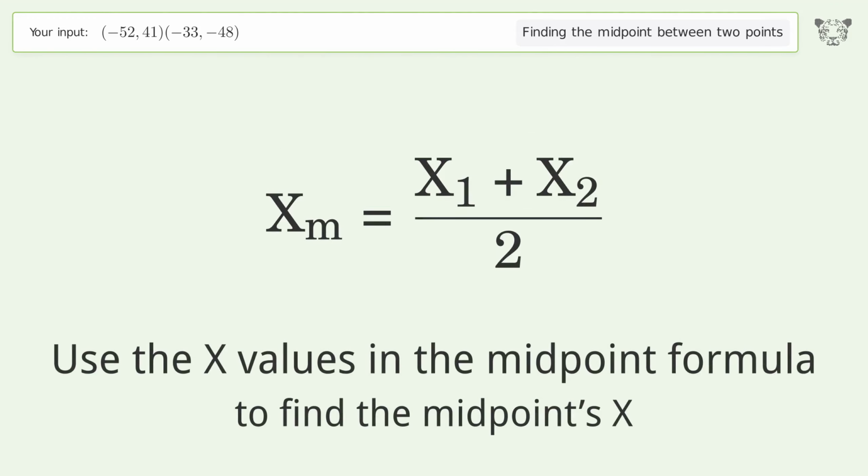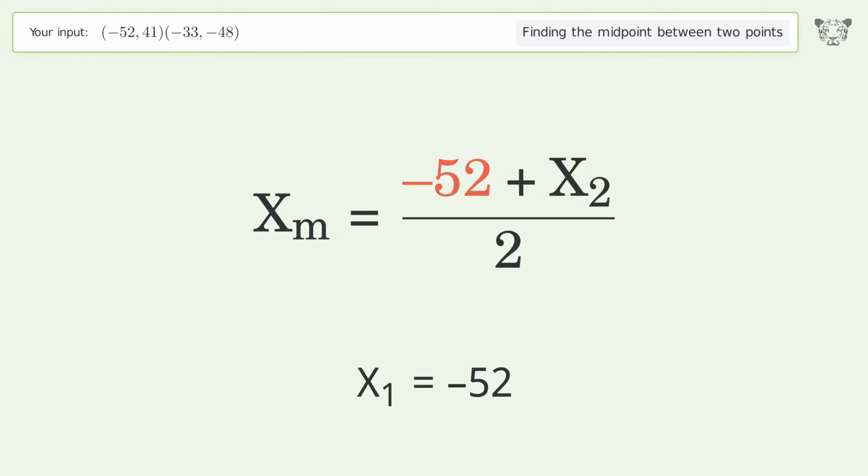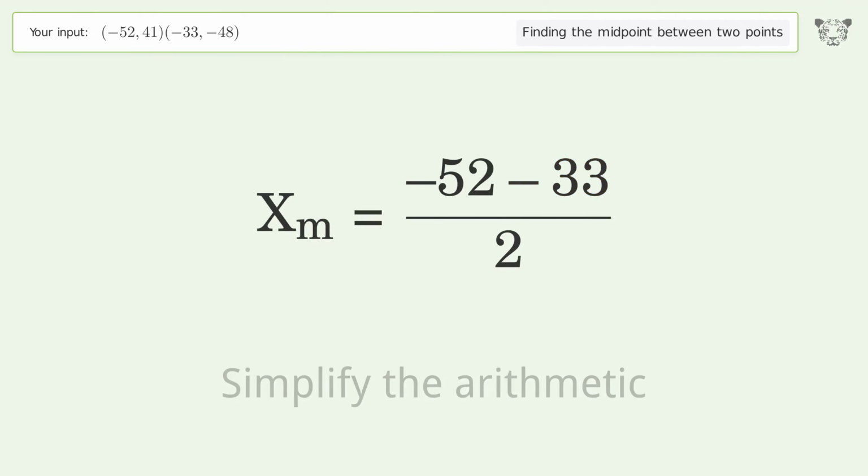Use the x values in the midpoint formula to find the midpoint's x. x1 equals -52. x2 equals -33. Simplify the arithmetic.